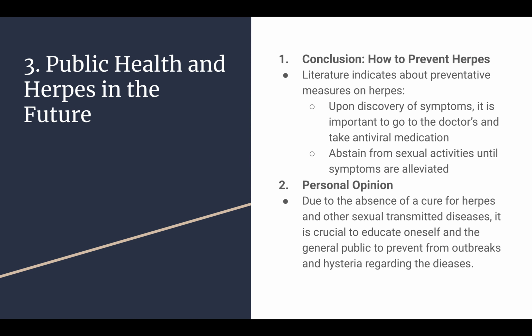So, public health and herpes in the future. Coming to a conclusion, much of the literature indicates preventative measures on herpes. Upon the discovery of symptoms, it is important to go to the doctor and take antiviral medication. It is also extremely important to abstain from sexual activities until symptoms are alleviated and herpes has fully gone away. In my personal opinion, due to the absence of a cure for herpes and other sexually transmitted diseases, it's extremely crucial to educate oneself and the general public to prevent outbreaks and hysteria regarding the disease.